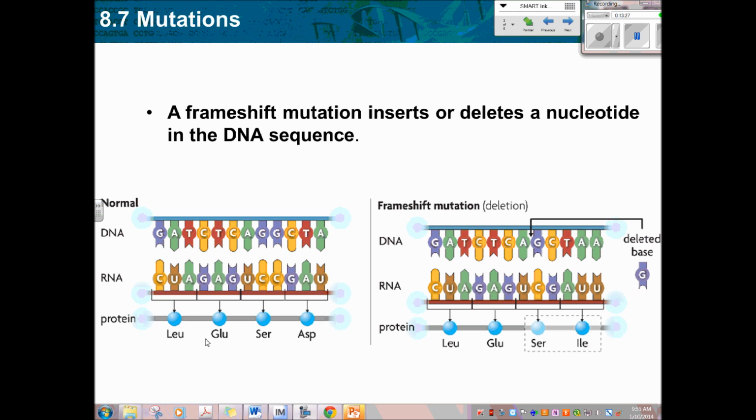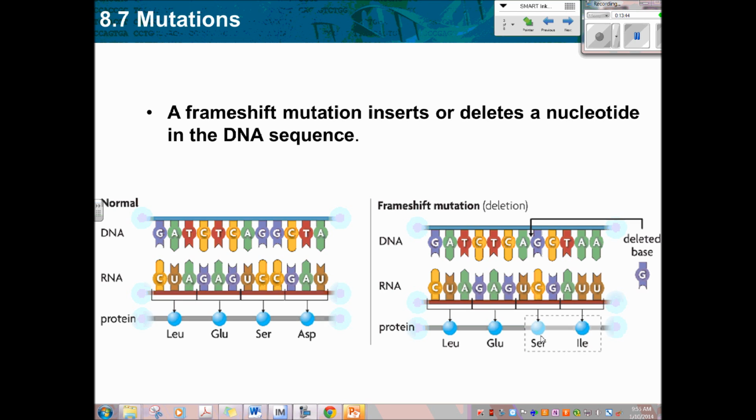Now it's not like it just messed up one amino acid, right? So where's the mistake? Here, we deleted a G. See, there's supposed to be a double G here. So now it reads different. This is UCC, now it's UCG.